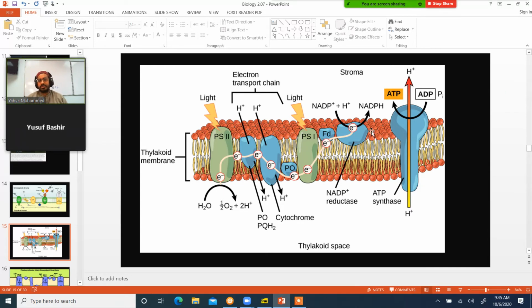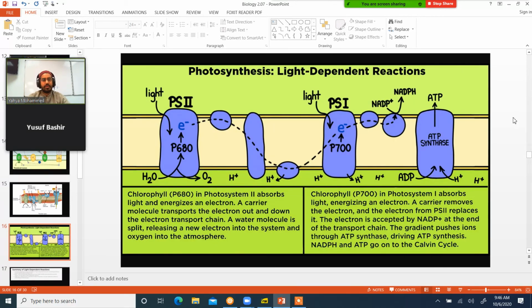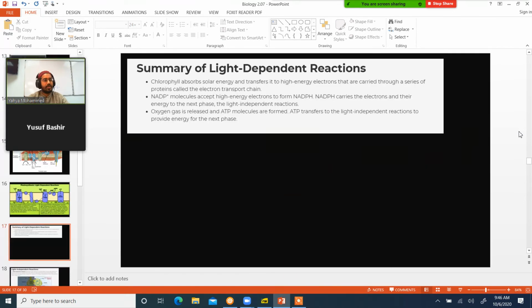Again, it's showing the same thing. You see a whole bunch of hydrogen rushing back, turning this ATP synthase, and it makes the ATP. Same kind of thing, but if you see different pictures, you understand it better. All right, here's another one showing the same kind of thing. These photosystems have the chlorophyll molecule within them. All right, let's keep going.